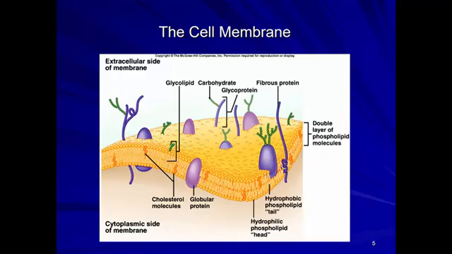Note that there are two layers of the phospholipids here, and embedded in that are small molecules of cholesterol. You can see the darker orange right here. That's the cholesterol. The next few slides will go over some of these components.